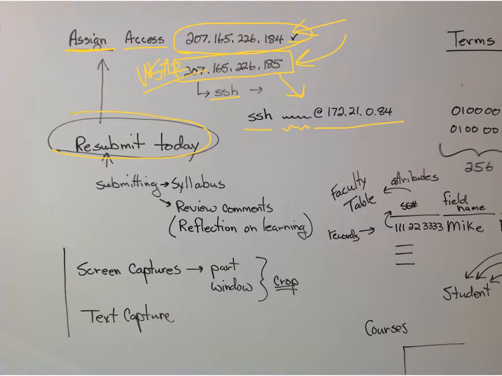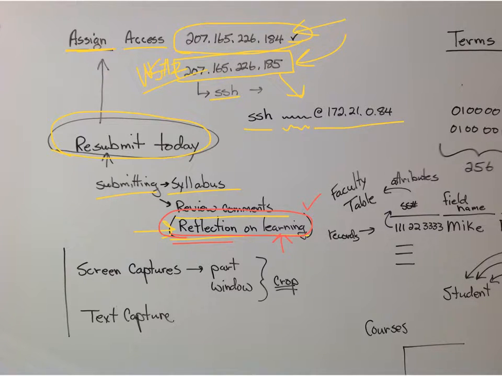Students were to resubmit today after they made some corrections. There's information you need involved. It's in the syllabus. You need to review my comments and reflection on your learning. I can't overemphasize how important this is, to look through when an instructor makes comments on your work, that you reflect on your learning.